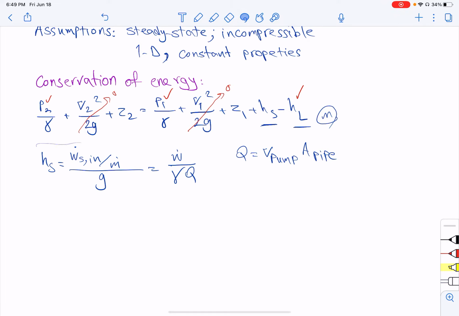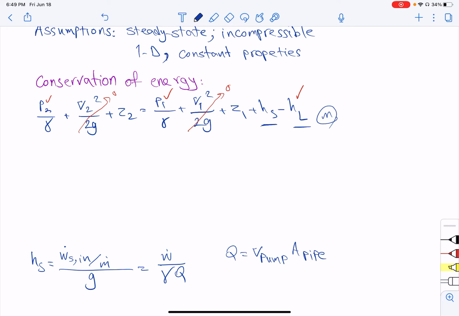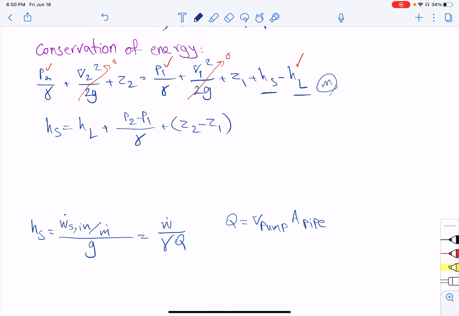So let me bring this one down and first simplify the equation that we just wrote down. So HS, if we rearrange it, is HL plus P2 minus P1 over gamma, and then Z2 minus Z1. And we already know everything here, even Z1 and Z2. So if we put all of the values in, we're going to get HS as 10.4 meters, right?